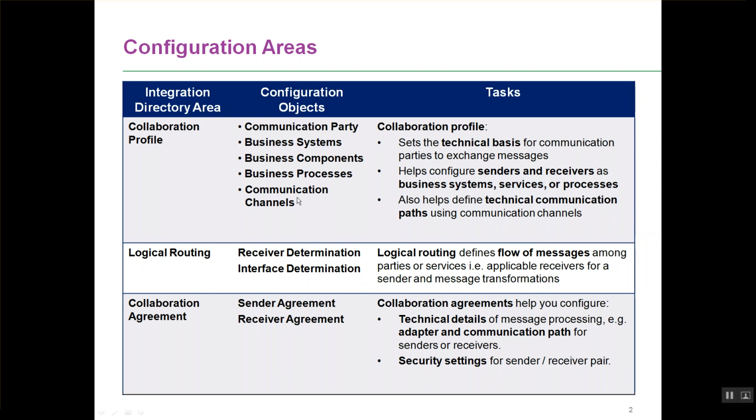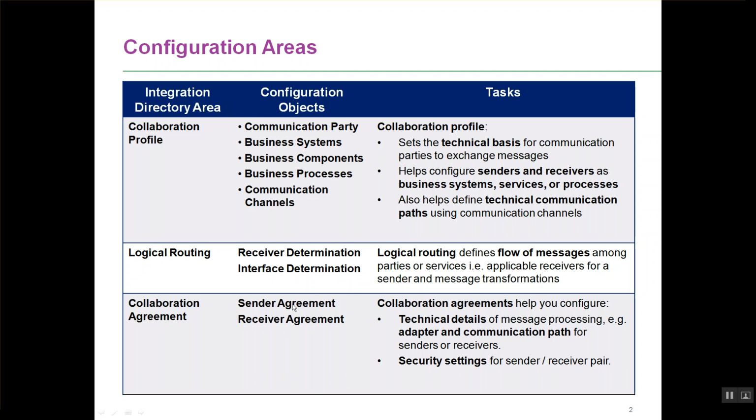Communication channels, we will be doing it in the first session where we would be creating a sender file adapter and a receiver file communication channel, or a sender file adapter and a receiver file adapter. Okay, so all these objects form a part of the collaboration profile, and then we will be creating two other objects that are called a receiver determination and an interface determination. These are used for logical routing and defining the flow of your message. This will help us identify who's the sender of a message, who's the receiver of the message, and what is the mapping that needs to be executed.